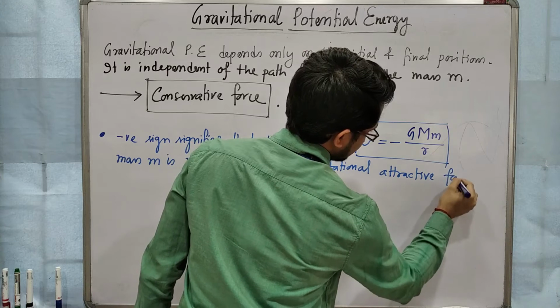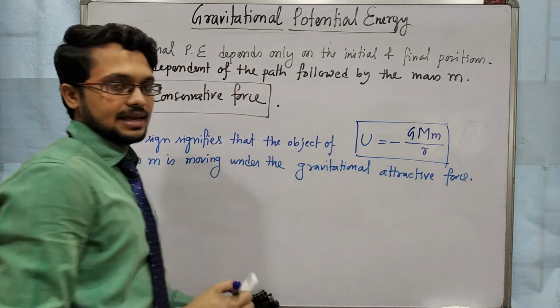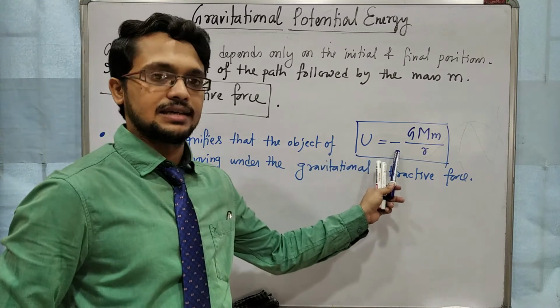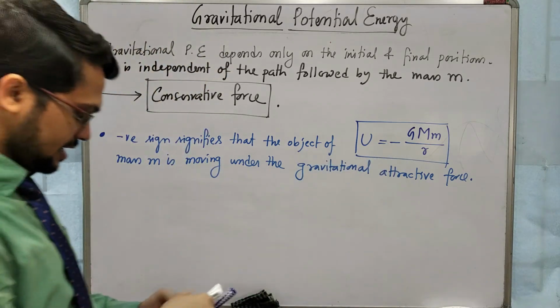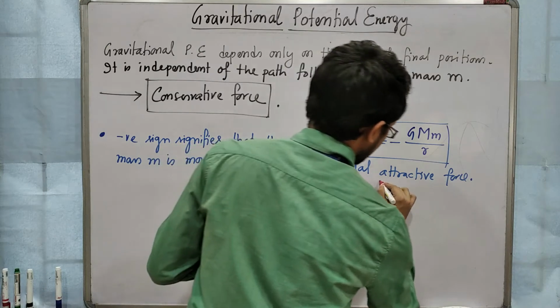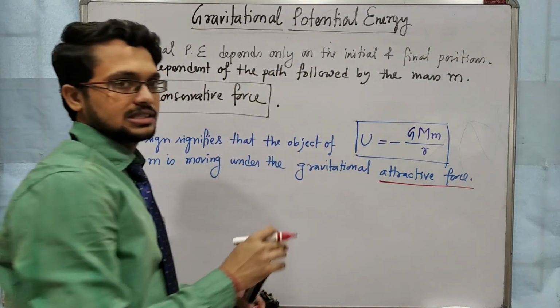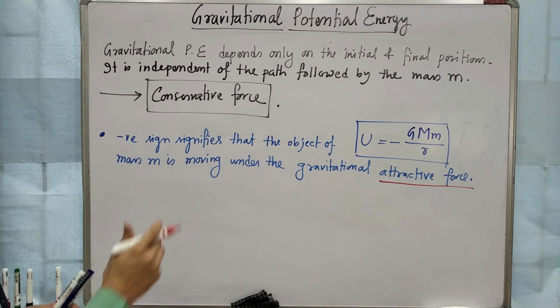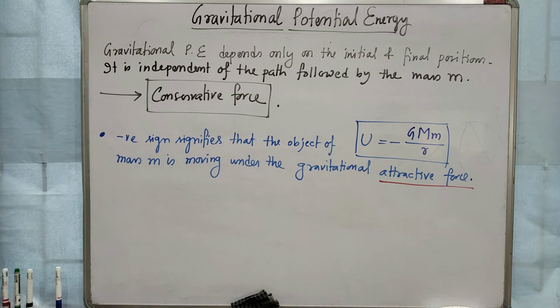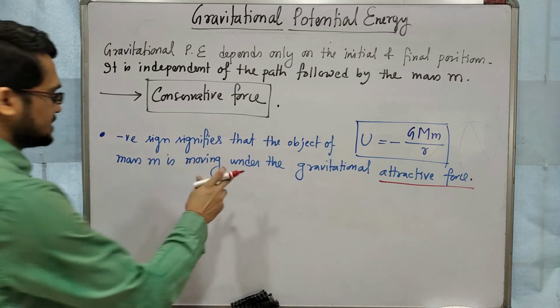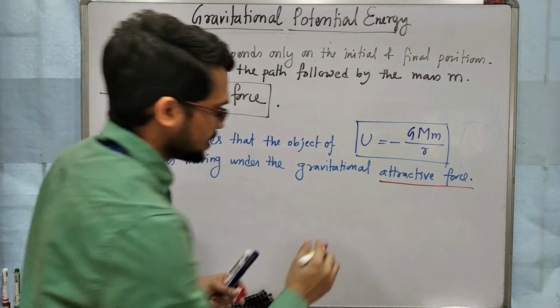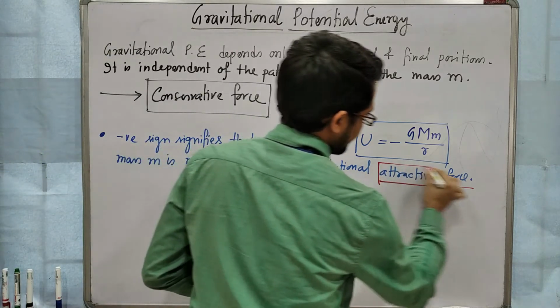Whenever an object moves under the attractive force, then you will get potential energy negative. So here the main point is attractive force. That same concept we will use in class 12 in the first chapter, electrostatics. So keep in mind this concept. Clear? So negative sign signifies that the mass m is moving under the gravitational attractive force. Main point is the attractive force.